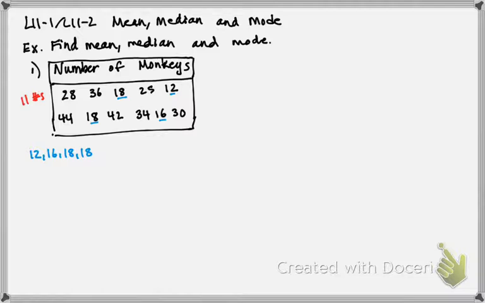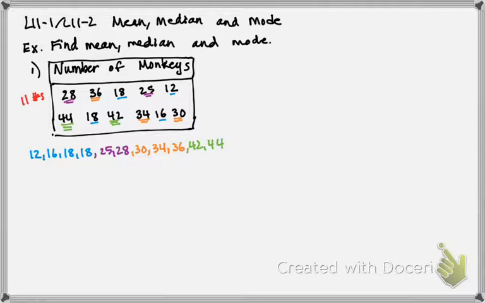Okay, so the next grouping would be the ones in the 20s. I have a 28, a 25, and that's it. That's pretty easy, put in order, 25, 28. And then I look for any numbers in the 30s. I've got a 36, a 34, and a 30. In order from least to greatest would be 30, 34, 36. And then let's see, what else do we have? 40s. We have 44 and 42. So that would be 42, 44.